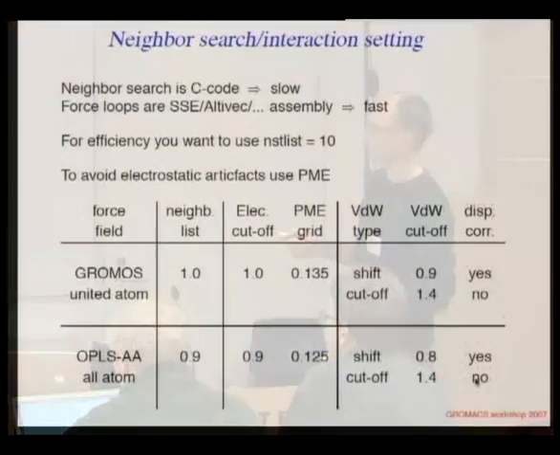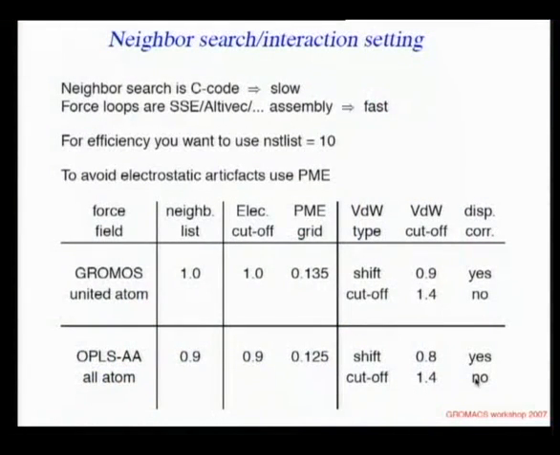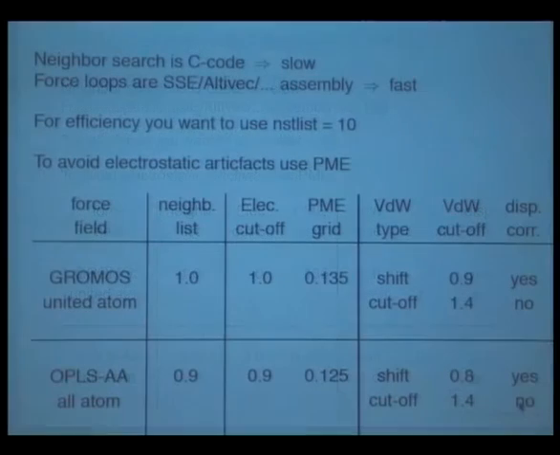But there are some general rules which you should follow. Neighbor search in Gromacs is in C code, which is actually slow compared to the way we calculate the forces in Gromacs, which is done in SSE or Altivec, depending on the system you have, and which makes very good use of the optimized processing in the CPUs that we have now. So calculating forces is fast, calculating neighbors is slow, but we still need to calculate neighbors. So the idea is to search the neighbors not very often, for instance only every 10 steps, which is set by the nstlist parameter.